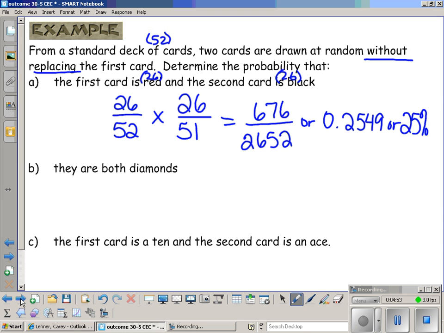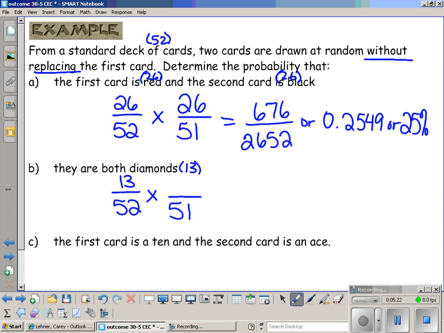Now, what's the probability that they are both diamonds? Well, we have to understand there are 13 diamonds in a deck. On our first draw, we can choose any of those 13 diamonds. And there's 52 cards for us to choose from. But now in our second draw, remember we've chosen a card. We've pulled out a diamond. How many cards are left in the deck? There's only 51 left to choose from.